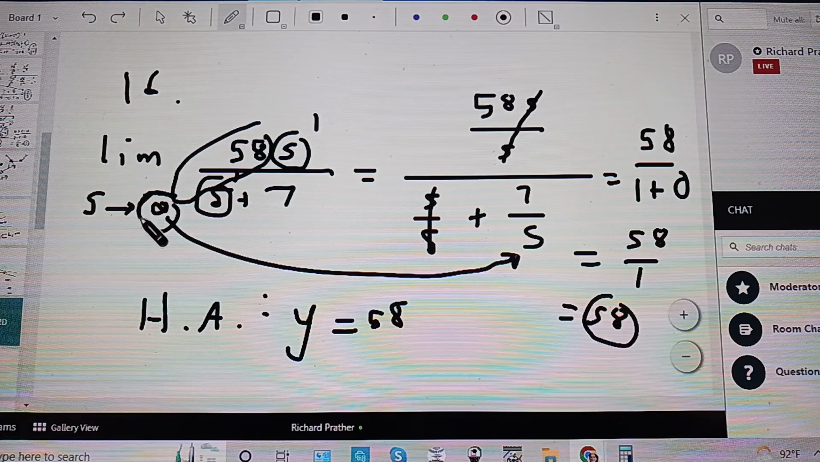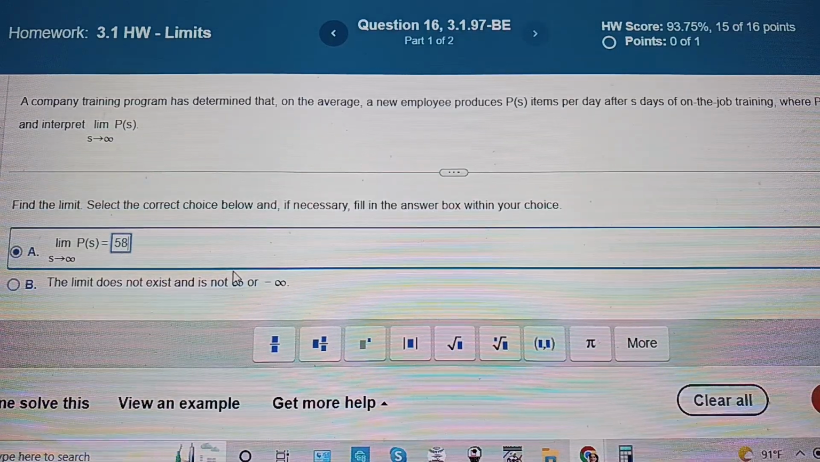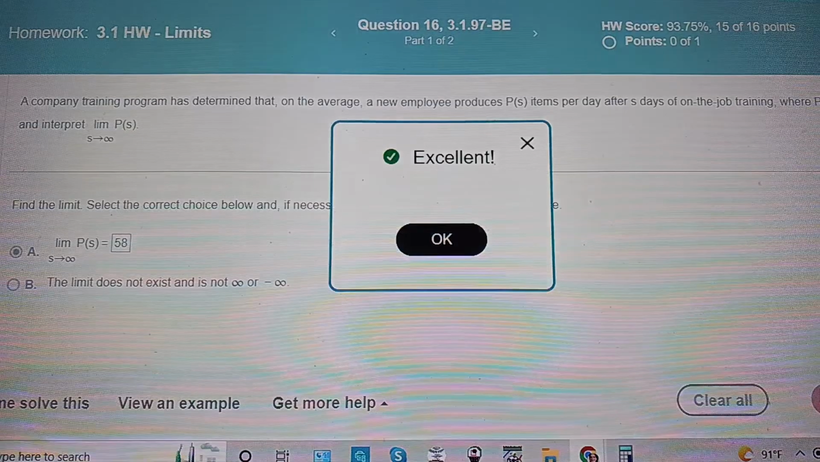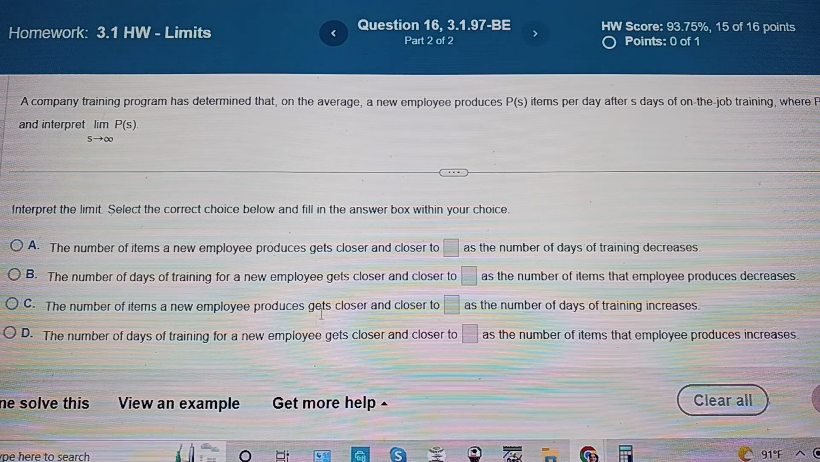That would mean way out at infinity, the graph is going to level off at 58, since it actually had a horizontal asymptote. So the limit exists, it's 58, because that's the horizontal asymptote, and my algebra technique of dividing by S has helped. Okay, so the number of items a new employee produces gets closer and closer to 58. We're definitely going to put 58 in one of these four boxes. What's S about? S is the number of days on the job, and S is going to positive infinity, so it's getting larger and larger.